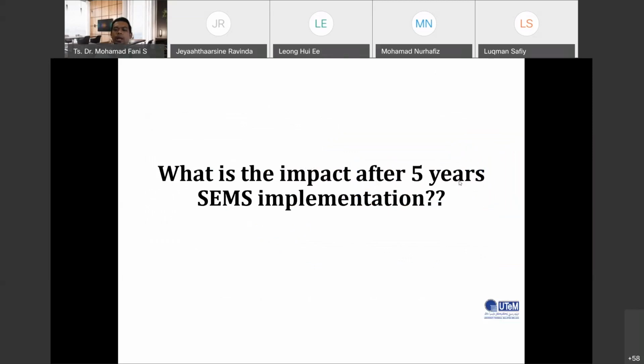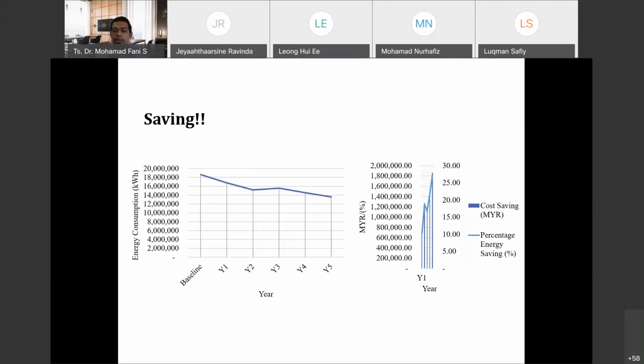So what's the impact after 5 years of SAM implementation in UTM? After 5 years, you can see the saving. How much is the saving after 5 years? Because electricity cost can be considered one of the top five operational costs in UTM, including the salary of the staff and other operational costs.